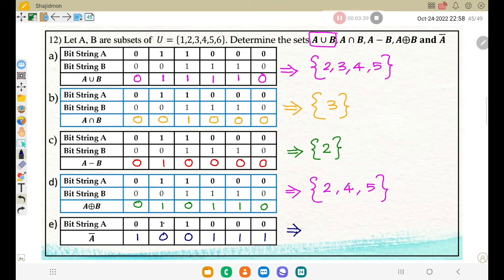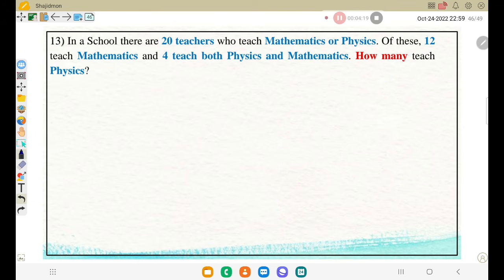What will be the answer? Number 1 is present. Number 2 is 0. Correct? I can show here: this is number 1, 2, 3, 4, 5 and 6. So what numbers are present? 1 is present, 2 no, 3 also no, 4 present, 5 present and 6 present. So this is the complement of the set A. I hope you understood how we calculate the intersection, A minus B, the symmetric difference of A and B, and the complement of the set. So we will go to the next question now.